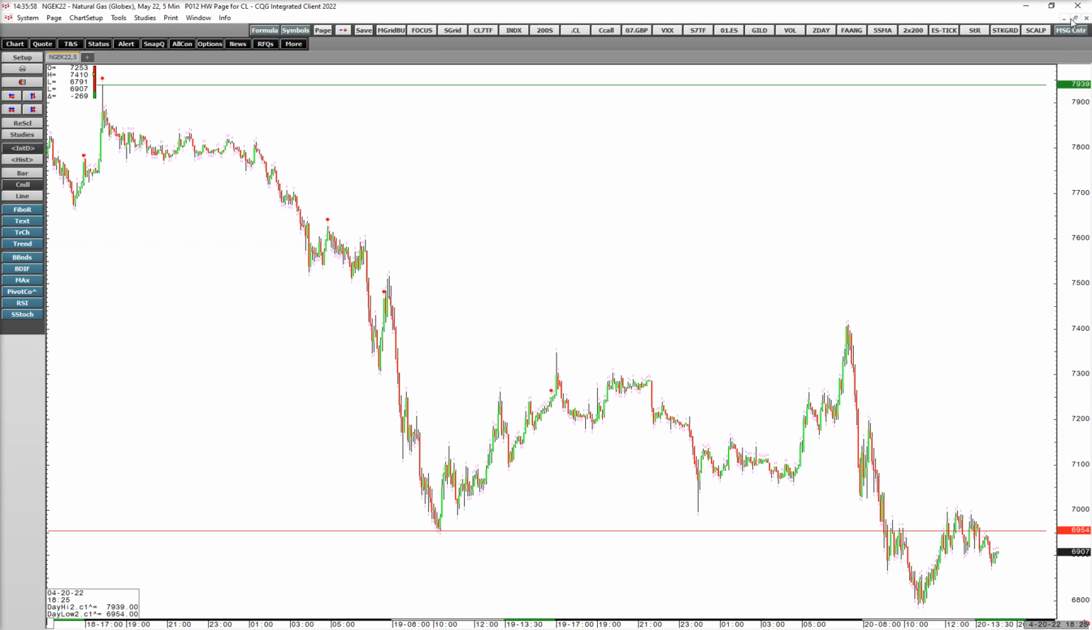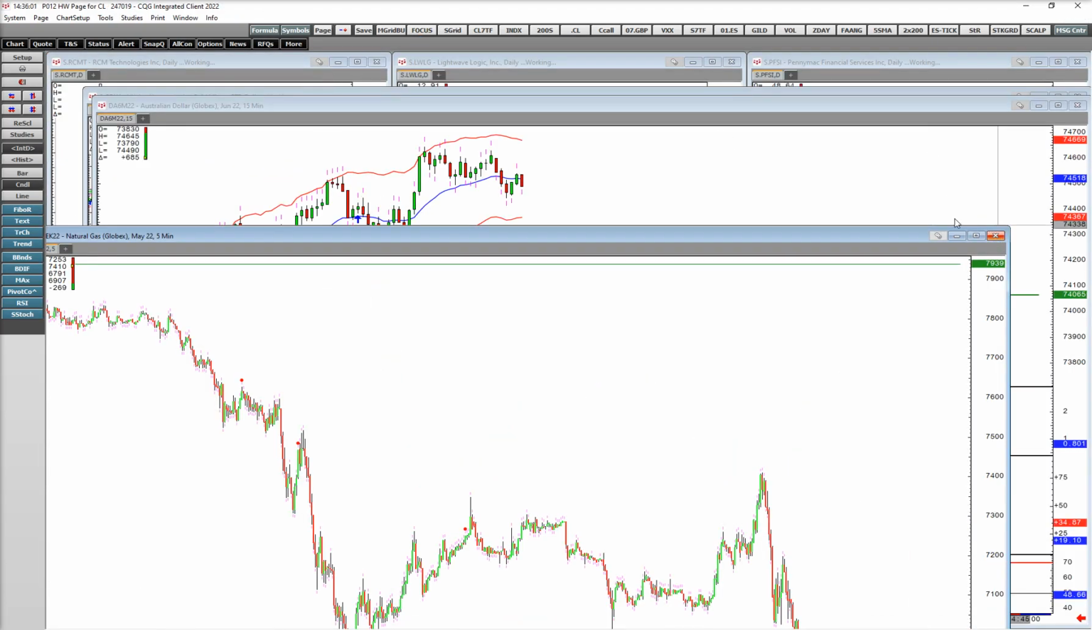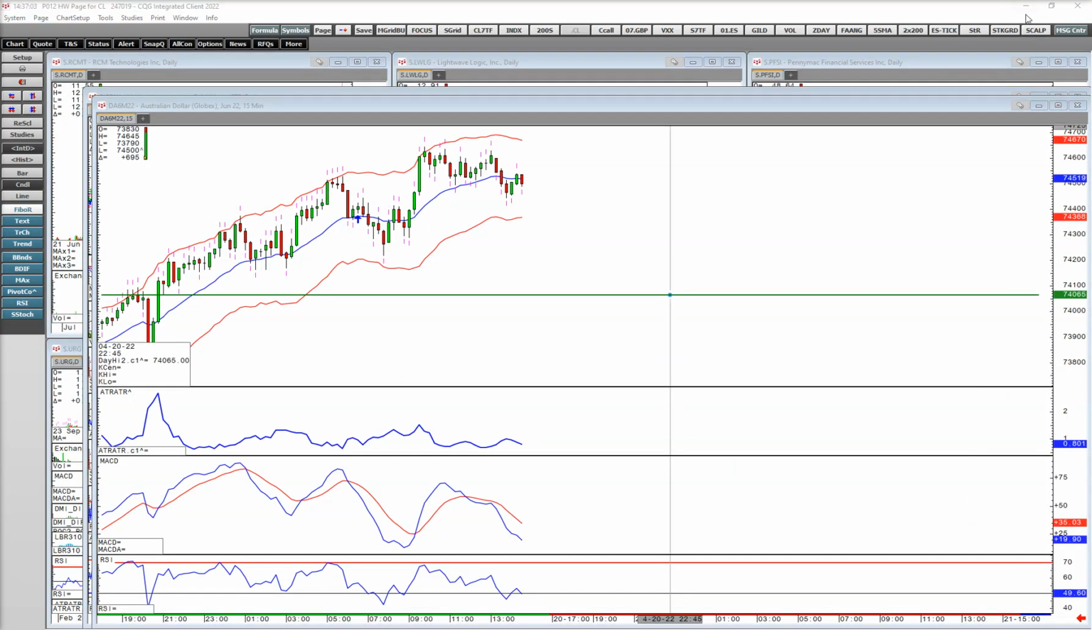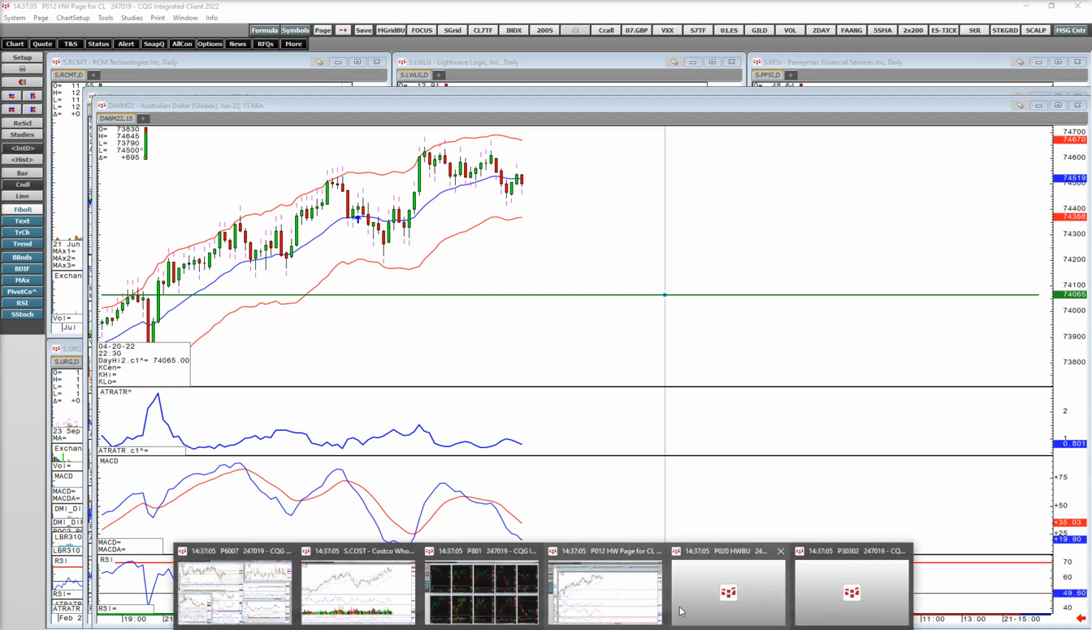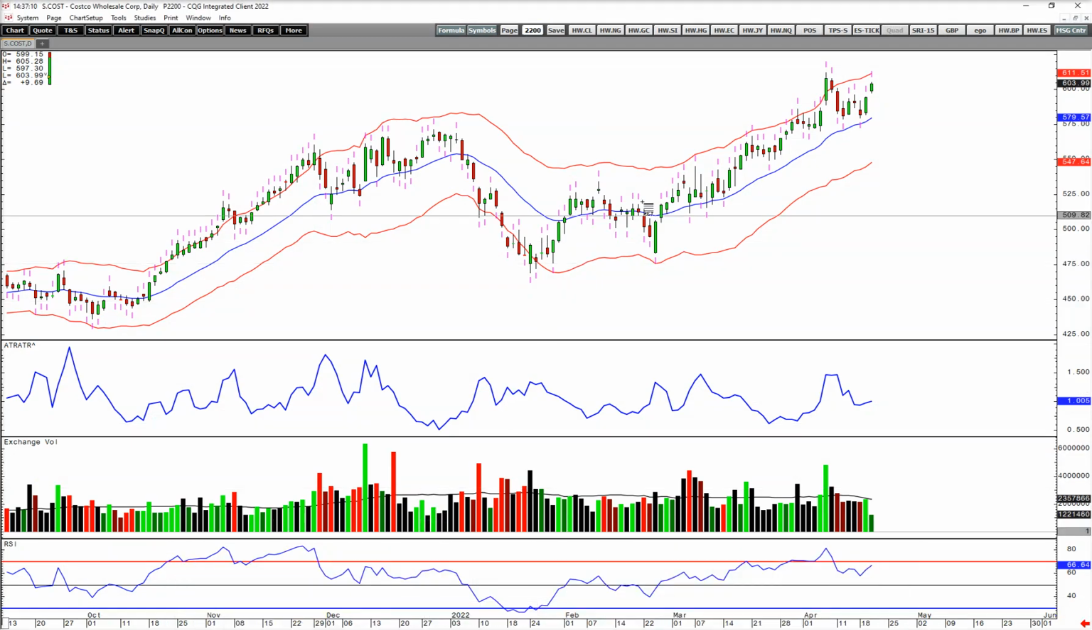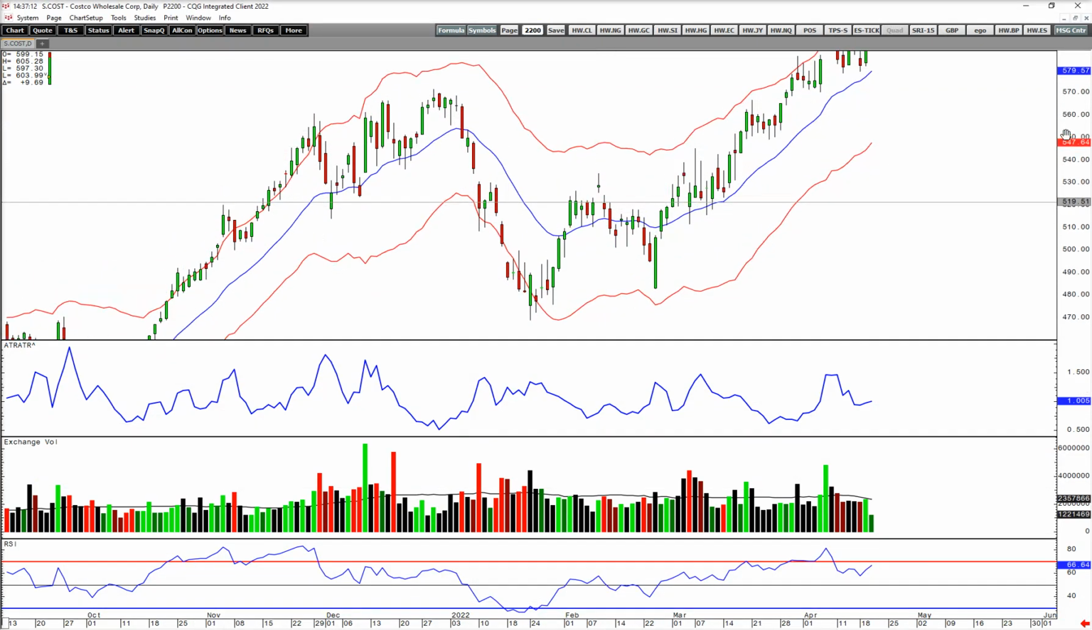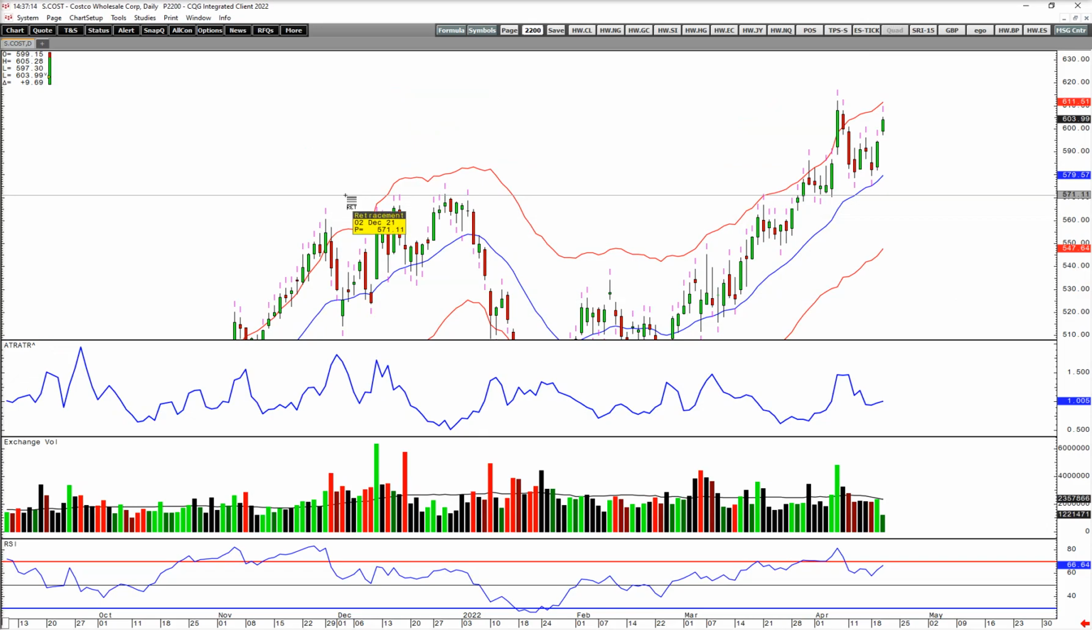So let's look at what's setting up for tomorrow. Let's get to our homework page and see what we have. There we go. Oh, by the way, this is just Costco. A beautiful pattern. I've been posting this for a while on Twitter. Had our breakout, little retest coming back.